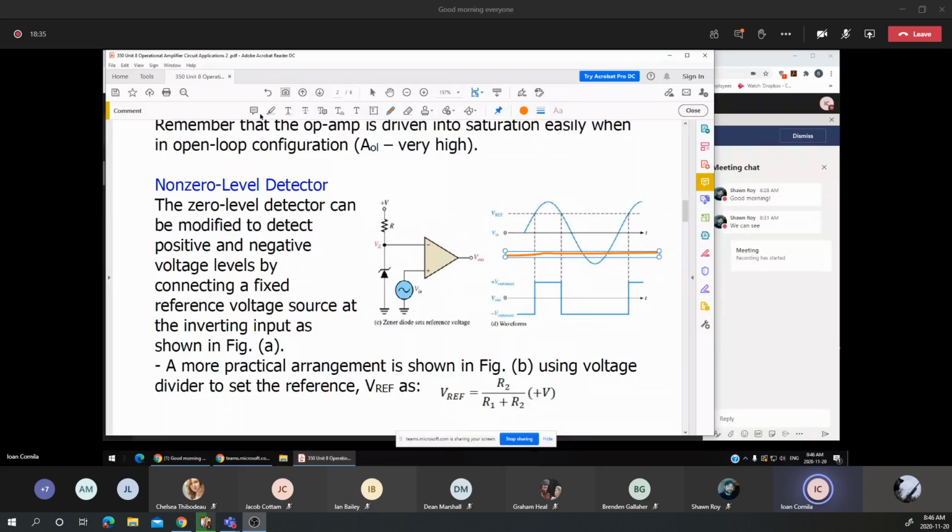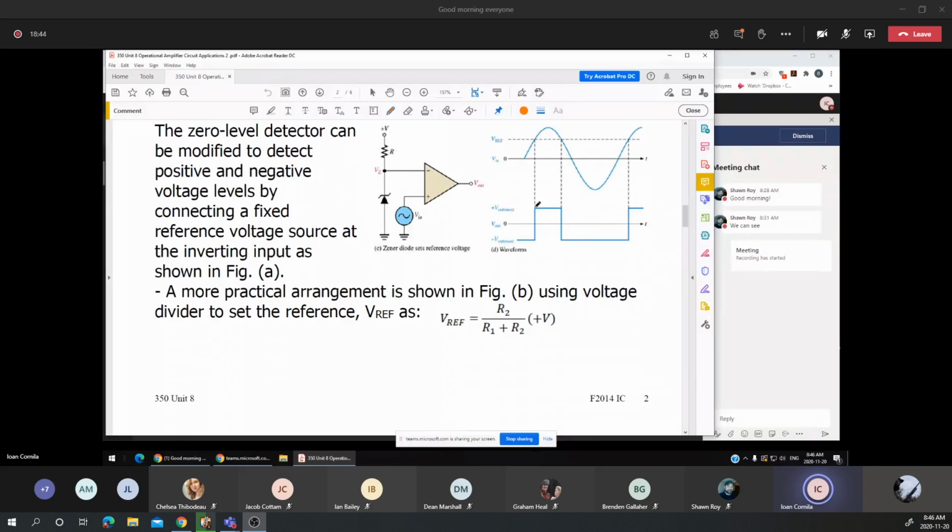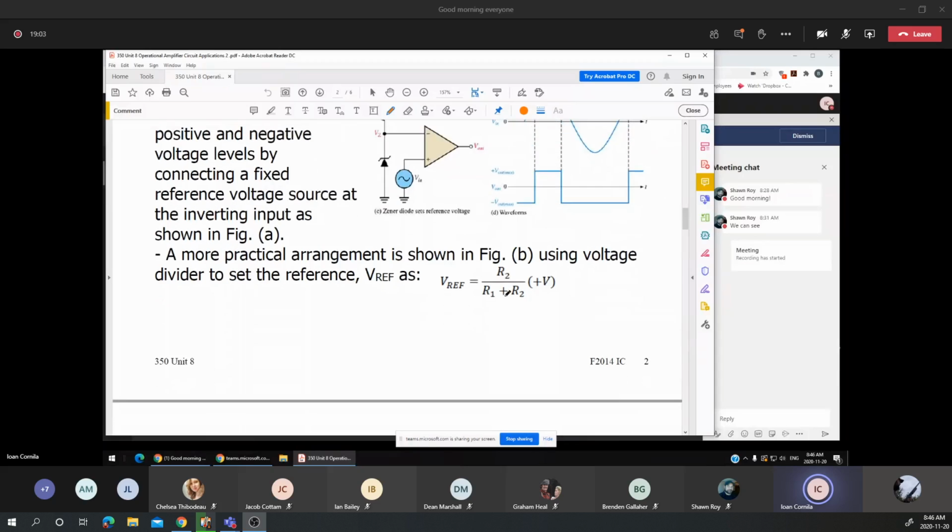Means that I can choose in a reverse way. I can choose the reference voltage as a negative voltage, and what is going to happen with the output voltage? It will be changed in the opposite way. Means that the output will be negative for any voltages below the reference, and it will be positive for any voltages above the reference voltage.